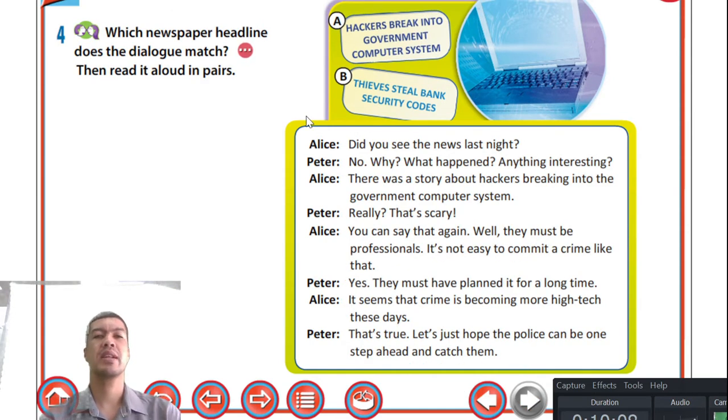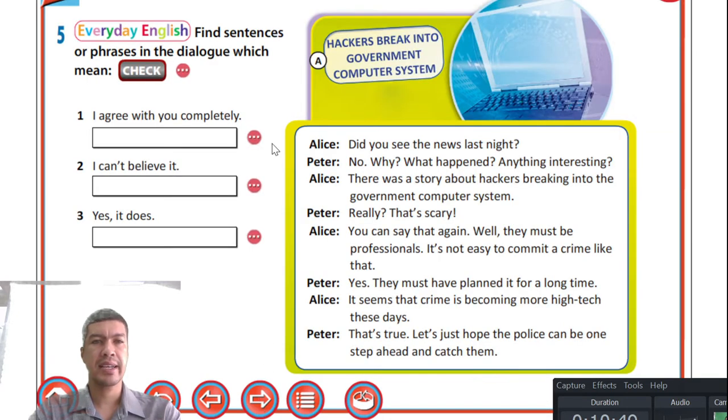Okay, which newspaper headline does the dialogue match? Then read it aloud in pairs. So, hackers break into government computer system. Okay, and here we see the headline, thieves steal bank security codes. Obviously, they committed a crime, and that is A. Okay, hackers break into government security system, and that one clearly suggests that the topic of the dialogue matches the headline in A. All right, moving on to our next slide.